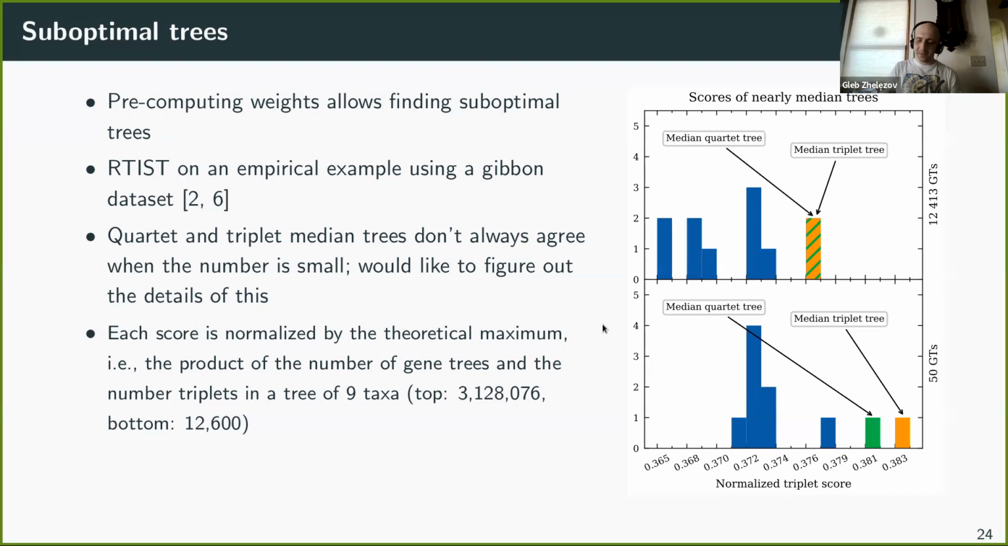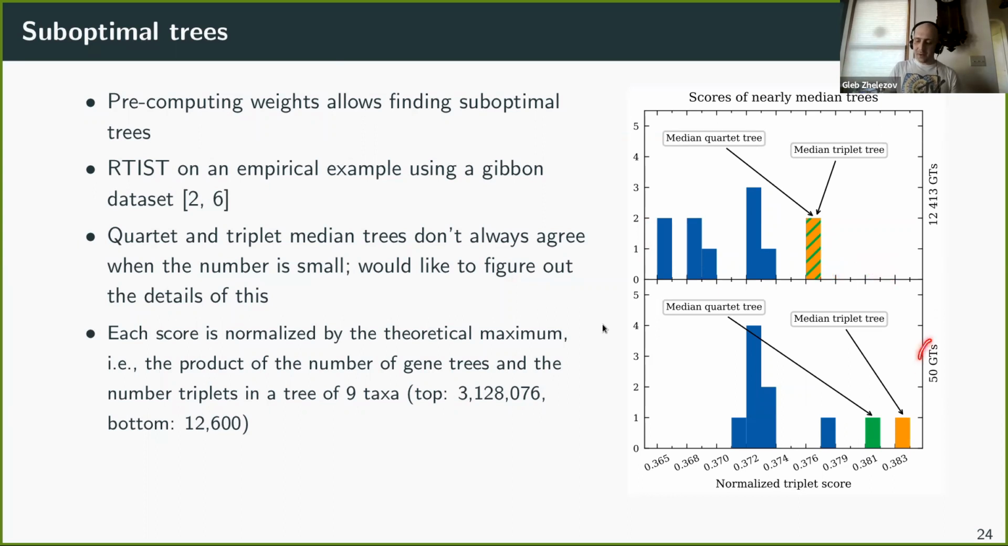It allows you to see what happens when you have, for instance, fewer gene trees, or how confident you are of your median tree. So for instance, over here, we first looked at all the gene trees. We looked at the median triplet tree and the median quartet tree, and we found that there was an optimal tree and it coincided. So here in this histogram, there were two, but if you look at a better one, it actually looks like this. So the maximizer was the same one.